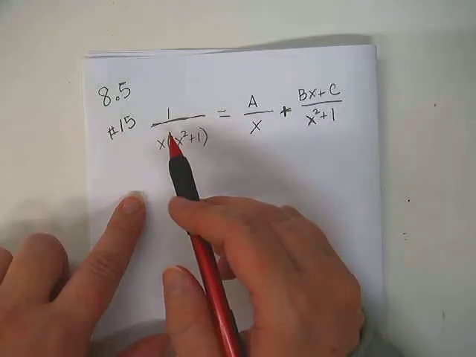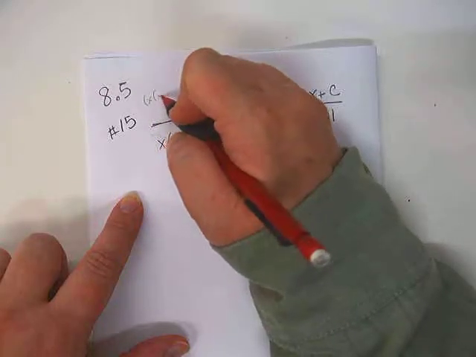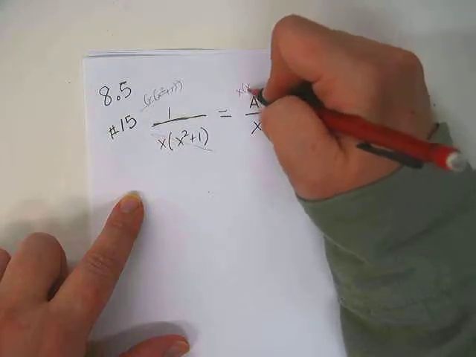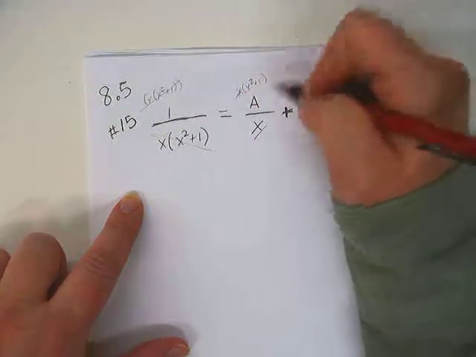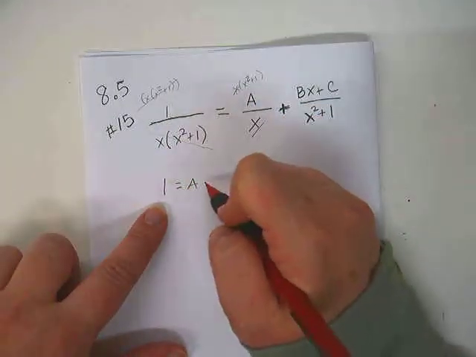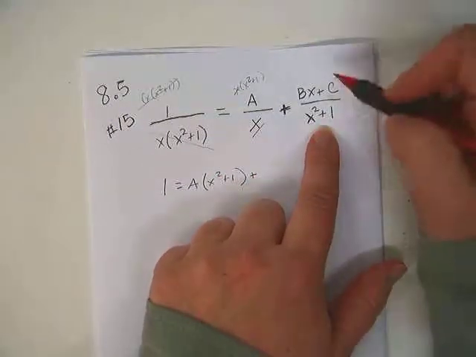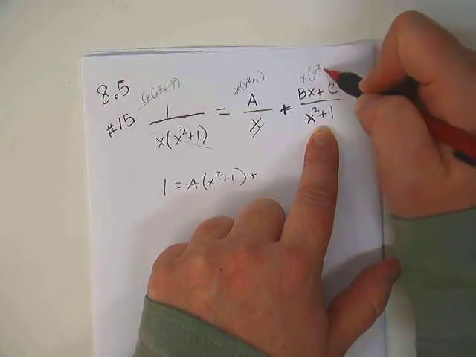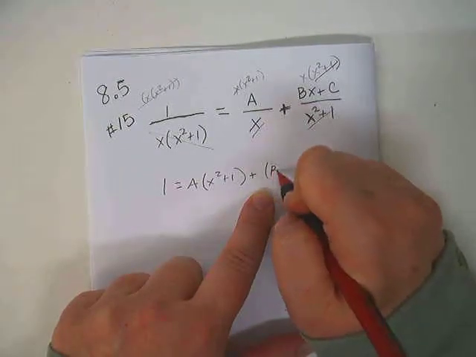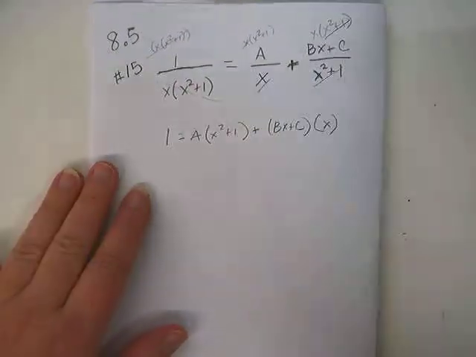Okay, so then we multiply by the least common denominator. This denominator would cancel out completely when we multiply by x squared plus 1. This one, when we multiply by x squared plus 1, would cancel the x, but we still have the x squared plus 1. So we'll have 1 over here, and then a times x squared plus 1. Then this one, if we multiply by x over x squared plus 1, we cancel the x squared plus 1, so we just have an x, so it's going to be bx plus c times x.